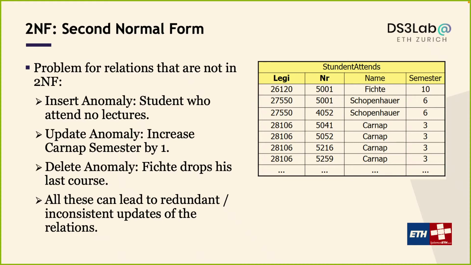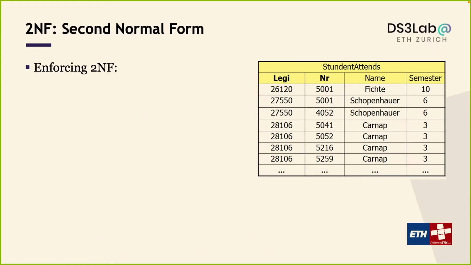Okay. So how do we enforce second normal form? Now we have a design that's not in second normal form. What should we do?